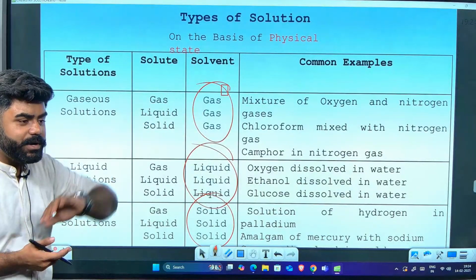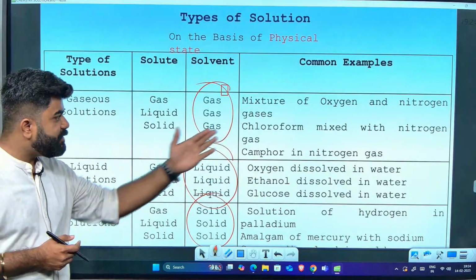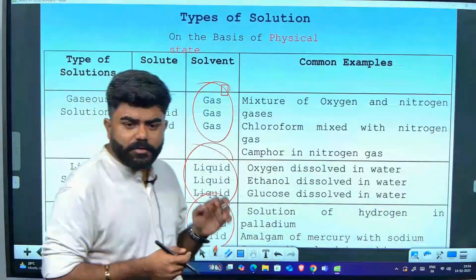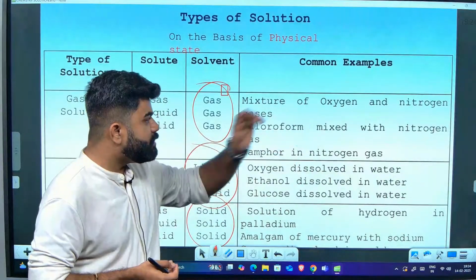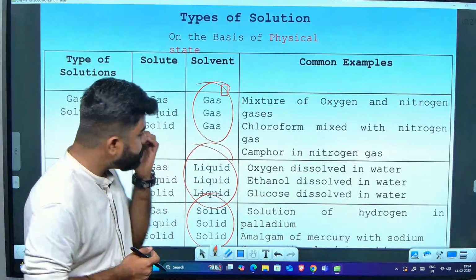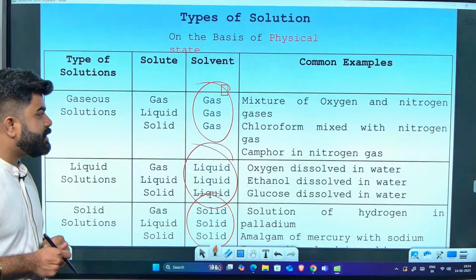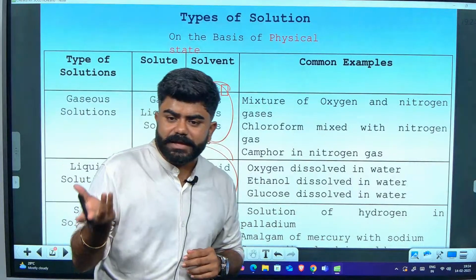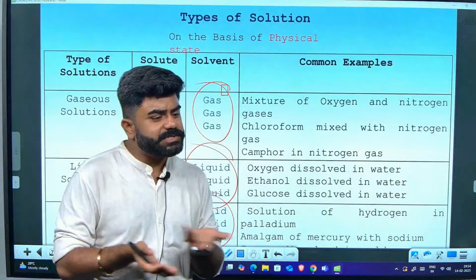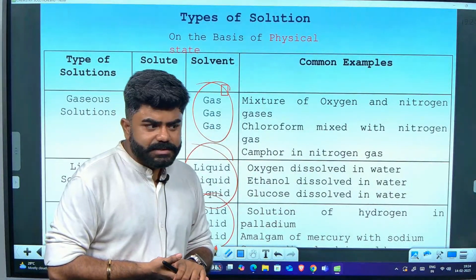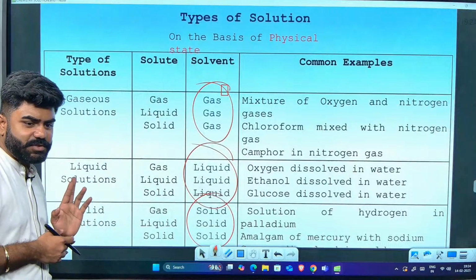Then liquid in gas, take for example chloroform. Chloroform is a liquid compound, CHCl3. அதை நம்ம nitrogenல solve பண்ணலாம். Then solid in gas, solid is for example camphor எடுத்துக்கலாம். Camphor is a solid that you take in nitrogen gas or oxygen gas, whatever you want. So that is your solid in gas solution.